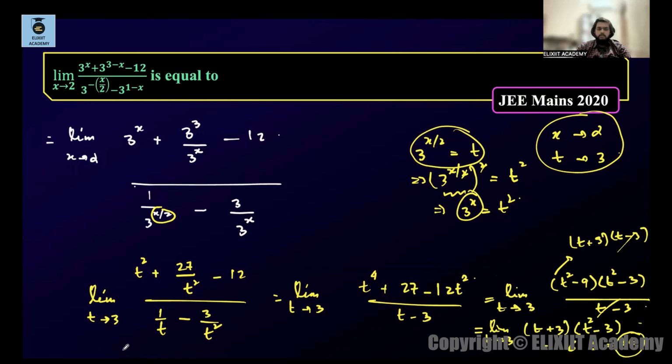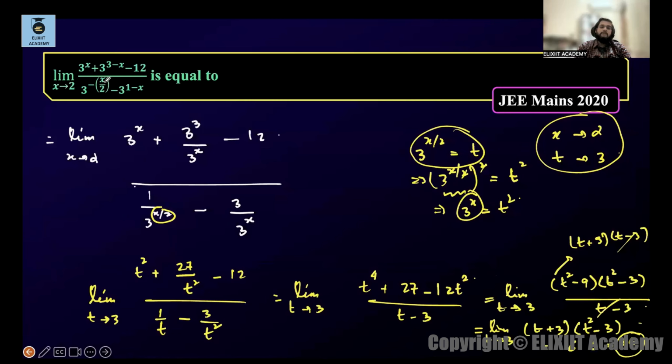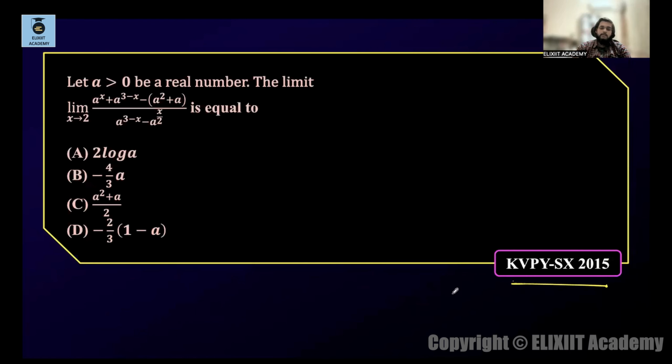Now let's move to the next question. I'm keeping this question for your homework. You can clearly see this question was asked in KVPY SX 2015. It's just a similar problem to the one we have done right now. Only in the place of A, in the previous question, they have given the question which was asked in JEE Mains 2020. So the inspiration to design this question came from here only. This question was given in KVPY SX 2015.